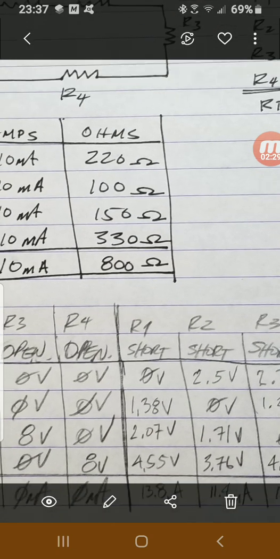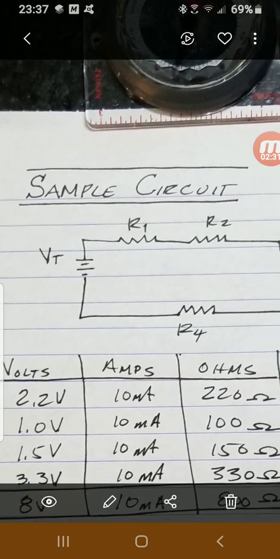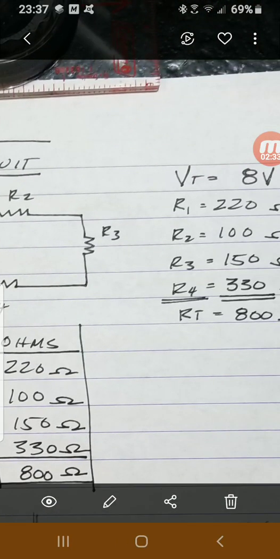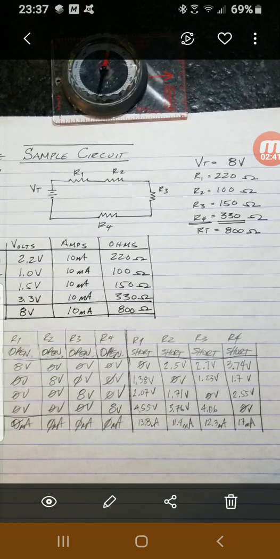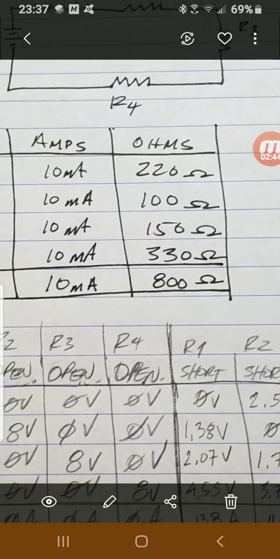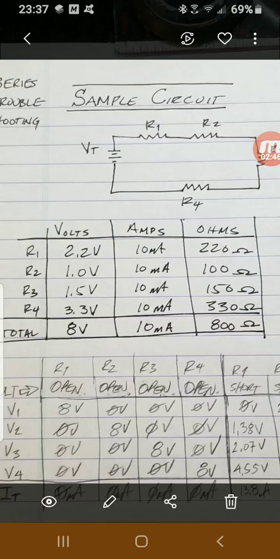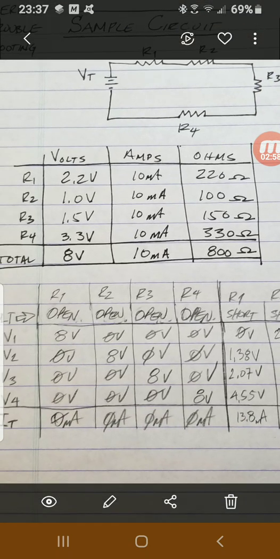As an example here, I've taken 4 resistors in series. We applied 8 volts. I picked these values and you get a total resistance of 800 ohms. If I build this circuit, these are the normal values. 8 volts divided by a total of 800 ohms would be 10 milliamps. And I go through the process of calculating what each one of those voltage drops would be.